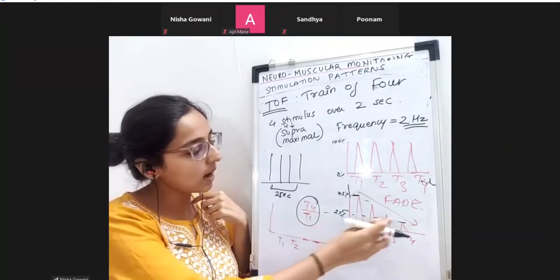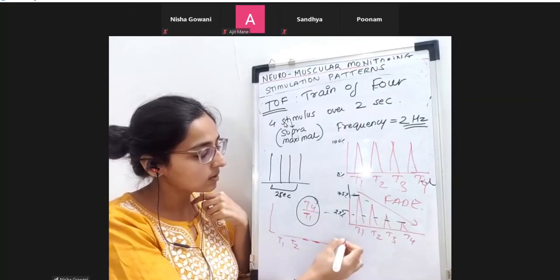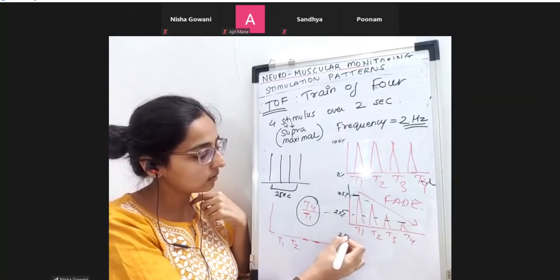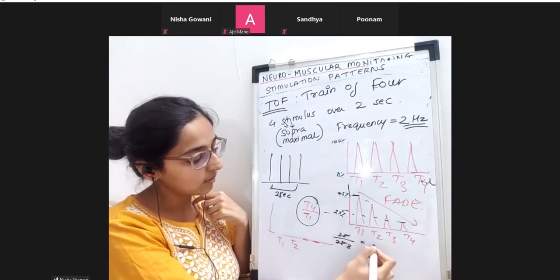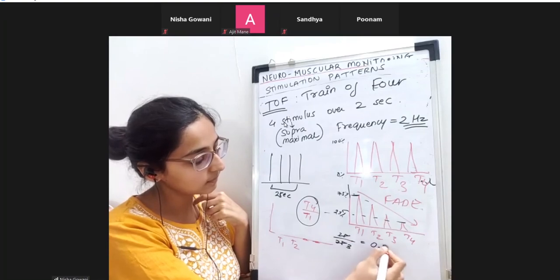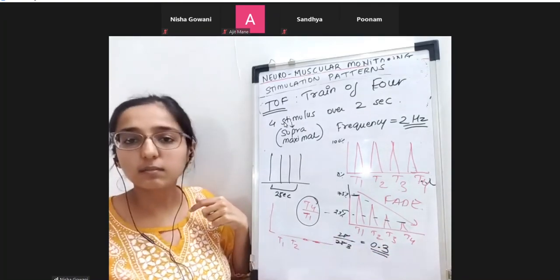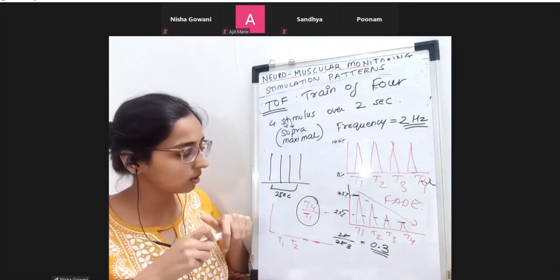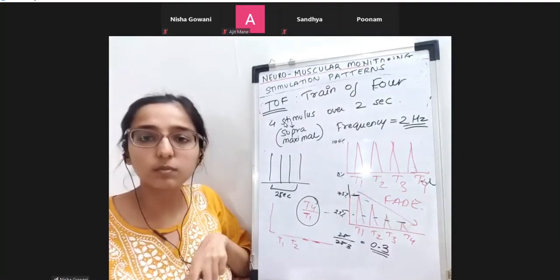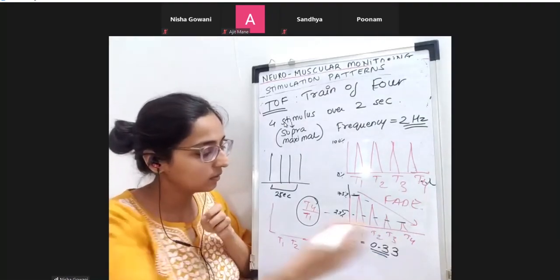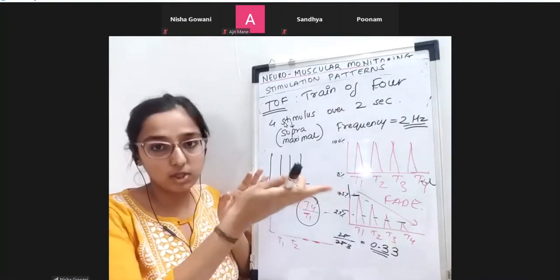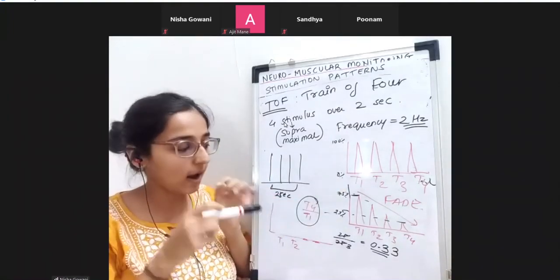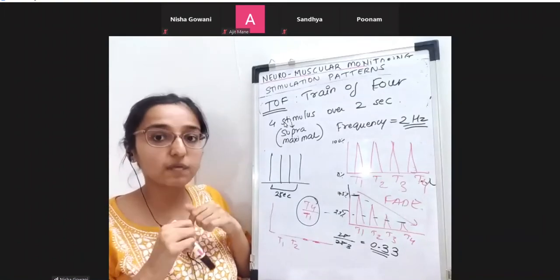So suppose the height of this has come to 25, height of this is at 75. So 25 divided by 75, how much? 1/3. 1/3 is how much? 0.3. Right? My maths is right, no? 1/3 is 0.3 only, no? 0.33. So the machine will do this formula and tell me your TOF ratio is 0.3.